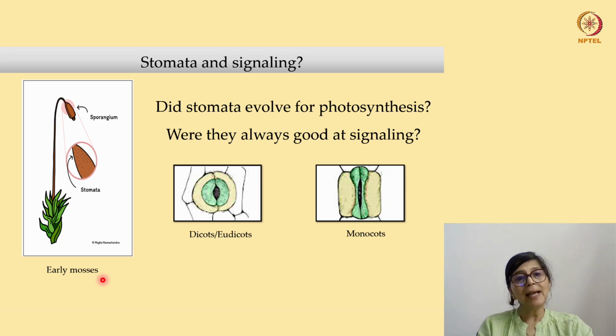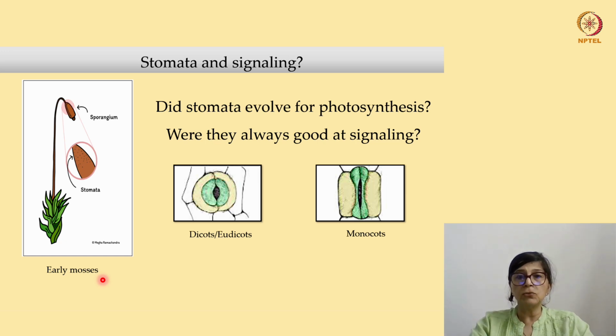Even though there could have been gas exchange, the most important function of stomata at that time was desiccation, helping in desiccation and dehiscence of the spores for spore dispersal. So when the sporangium was ready, the stomata would open up, the sporangium would dry up fully, burst, and release the spores. So that was the initial function when it came.